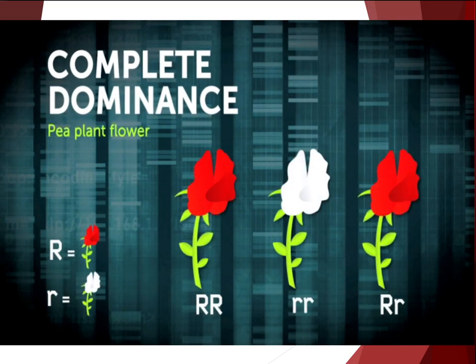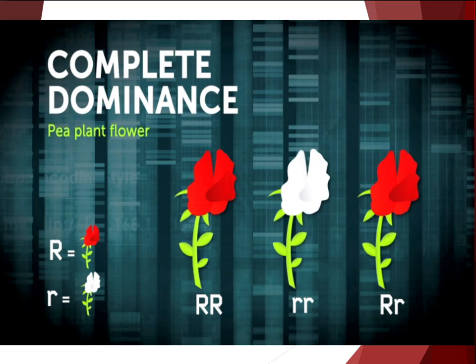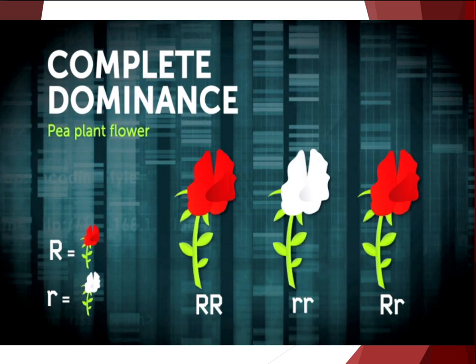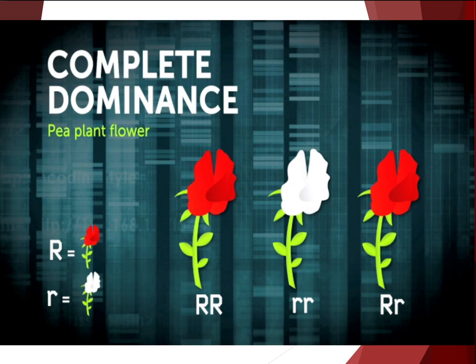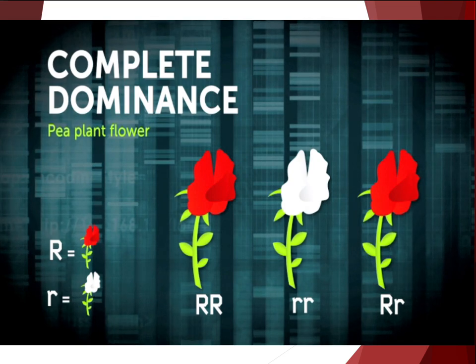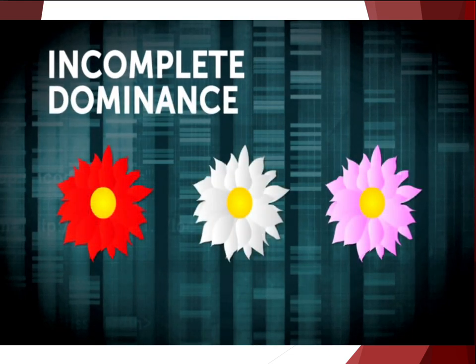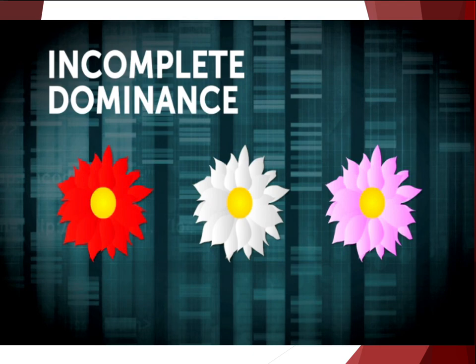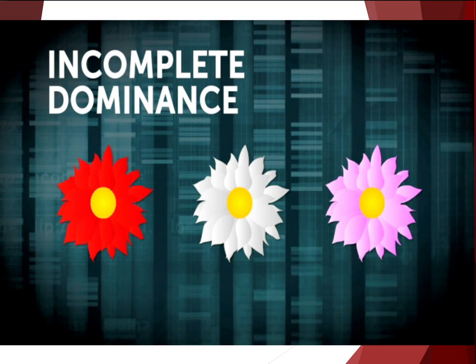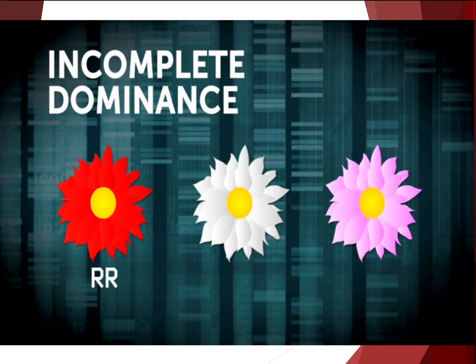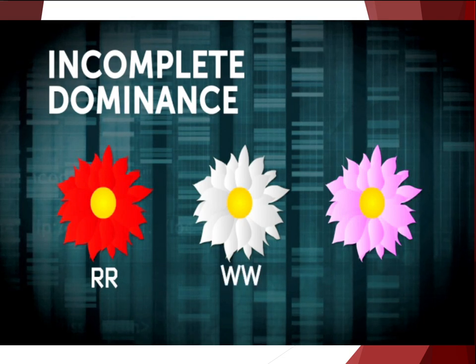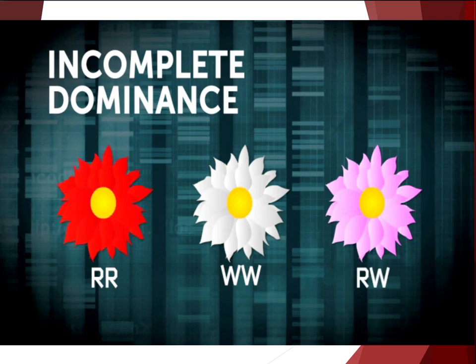Using the pea plant flowers example from earlier, in a normal dominant scenario, the Rr combination produces a red flower, because red is dominant over white. However, in an incomplete dominant scenario, the combination produces an entirely unique phenotype, because one allele is not completely dominant over the other allele. Therefore, RR would produce red flowers, WW produces white flowers, and RW produces pink flowers.